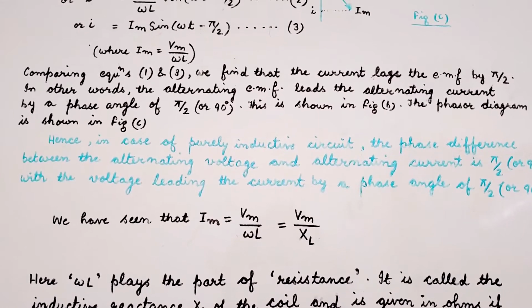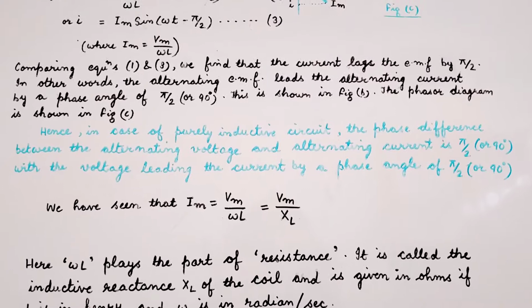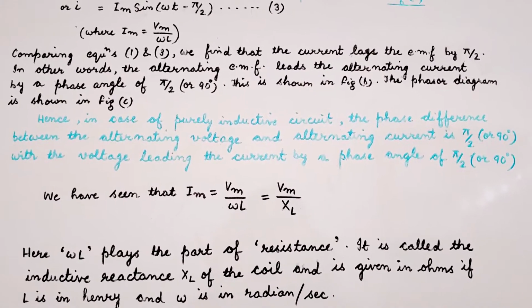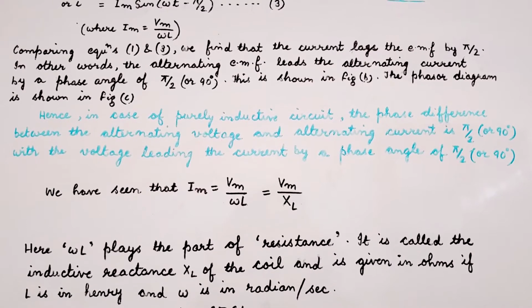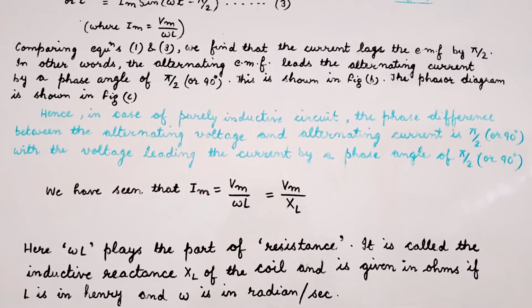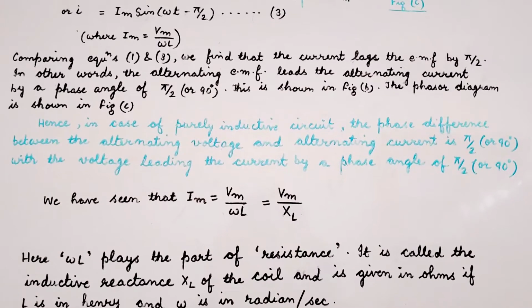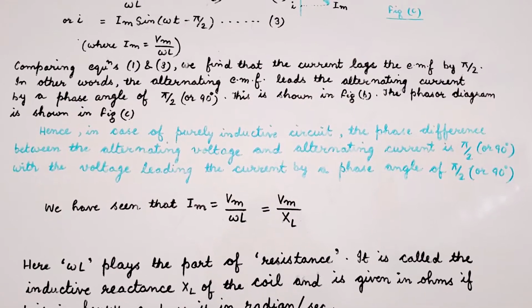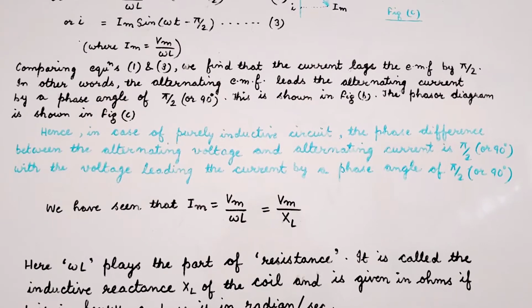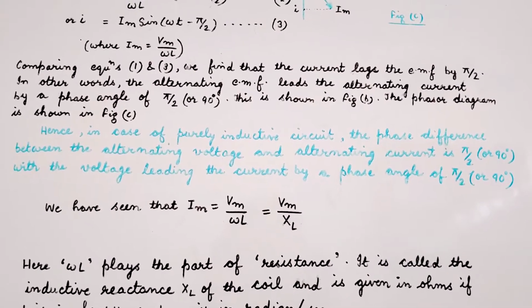The phasor diagram is shown in figure 3, and here we find that in case of a purely inductive circuit, the phase difference between the alternating voltage and the alternating current is pi by 2 radians, or in degrees it is 90 degrees. That is, there is a phase difference of 90 degrees between the alternating voltage and the alternating current, with the voltage leading the current by a phase angle of pi by 2 radians or 90 degrees.